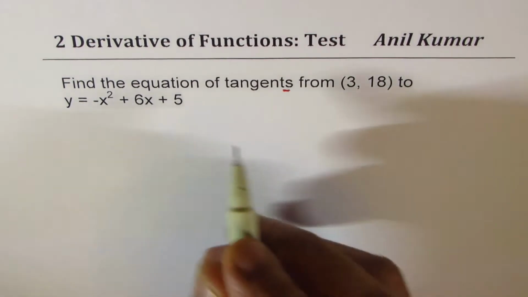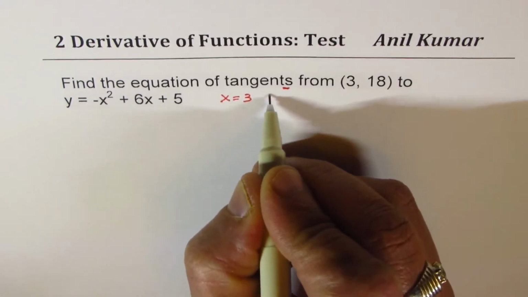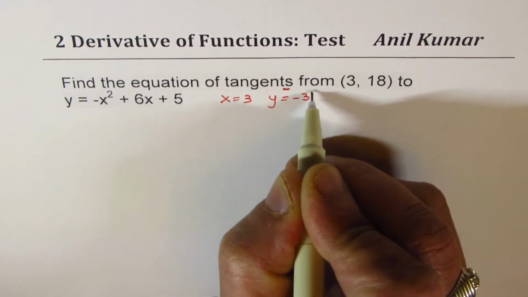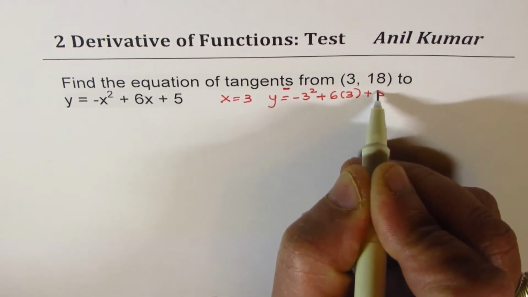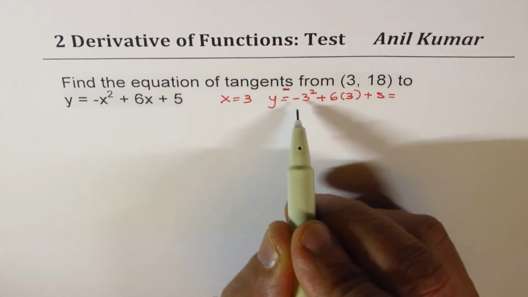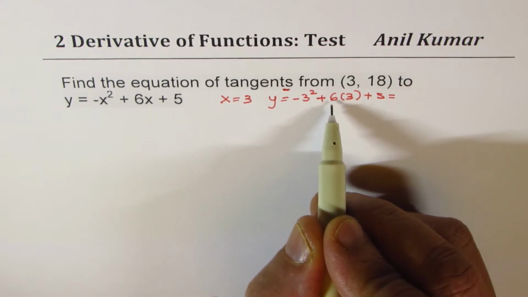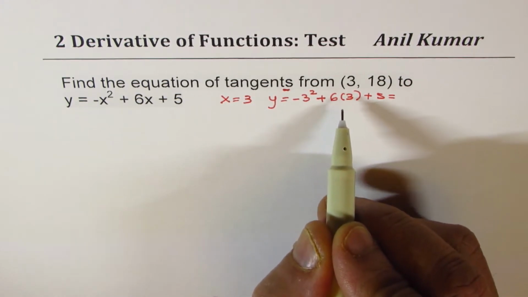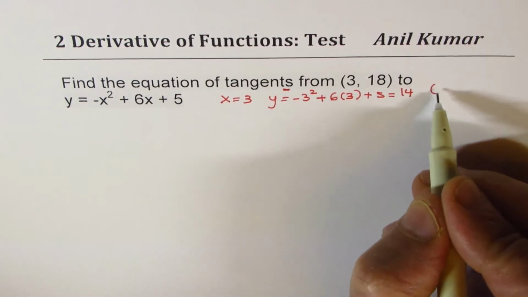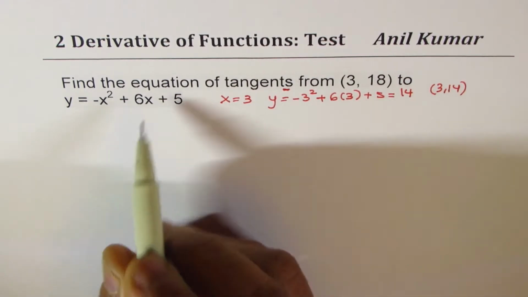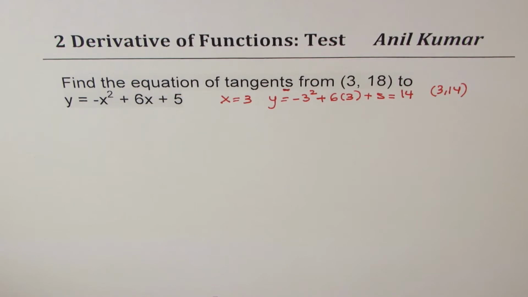So let us test. If I substitute x equals 3, I get the value of y as equals minus 3 squared, which is 9, plus 6 times 3 plus 5, correct? Now, minus 3 squared is minus 9, minus 9 plus 18 is plus 9, and 9 plus 5 is 14, right? So the point on the curve is actually (3, 14), not (3, 18). So (3, 18) is an external point.